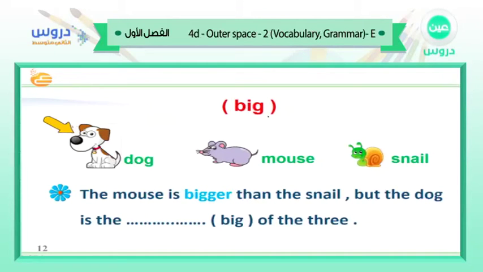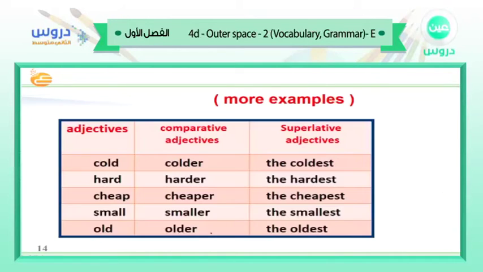Big. Also a short adjective, one syllable. We have dog, mouse, and snail. The mouse is bigger than the snail. Between two, comparative adjective. But the dog is the blank of the three. Of course, it is the biggest. Biggest. This is a superlative adjective.